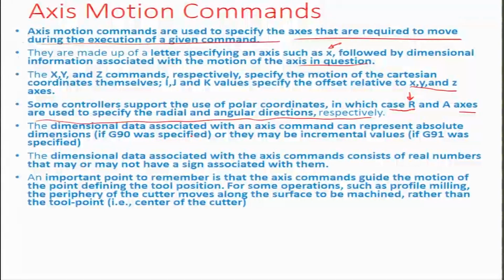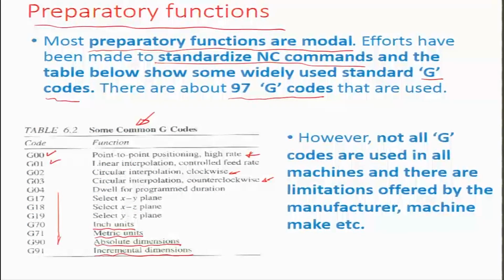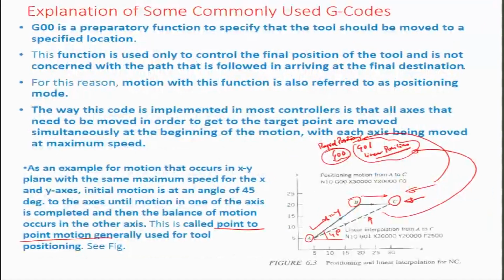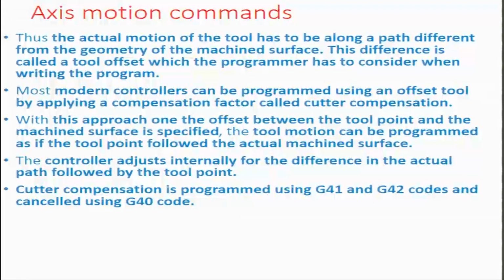So if you want to preset the axis of motion in terms of the dimensional data that you input, you can actually specify whether you want to read data on an absolute basis, or if you would like to read them on an incremental basis. You could also have some codes, namely G70, associated with whether the dimensional system that needs to be followed is inches, or for G71 it is metric units. So these are some basic preparatory functions needed for setting the stage for the machining to happen.